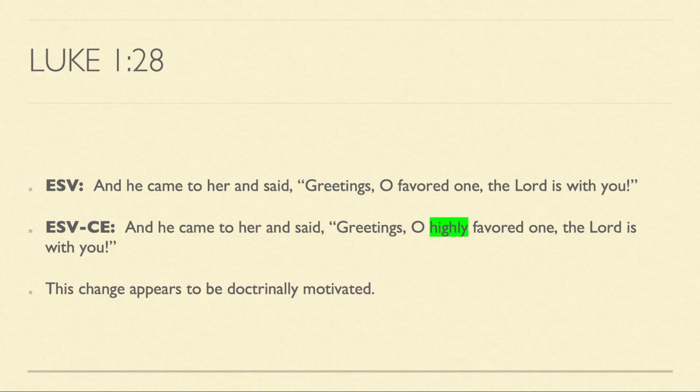In Luke 1:28, we have a slightly more interesting one. When the angel greets Mary, he says, "Greetings, O highly favored one," in the Catholic edition. Now, this change appears to be doctrinally motivated to me. Now, I'll state that I am a Protestant. I am not really familiar with Catholic doctrine or liturgy or lectionary use. But I do know that this verse is where the Hail Mary comes from. And it was a verse which, for instance, in the ESV-CE, Mary was addressed as full of grace. So I can't quite help but think that this may be doctrinally motivated.